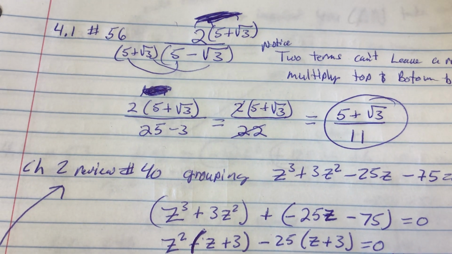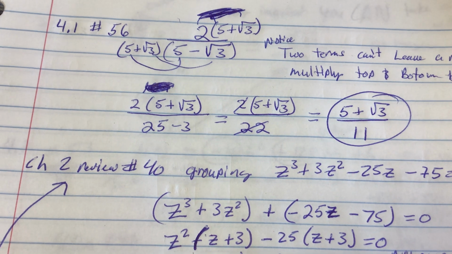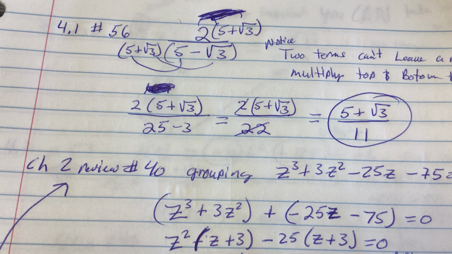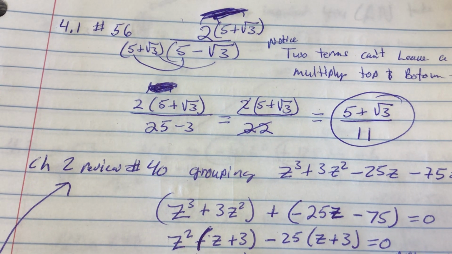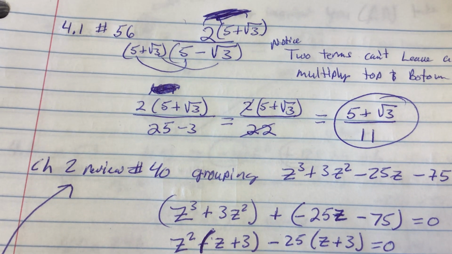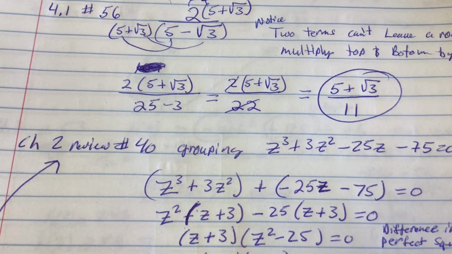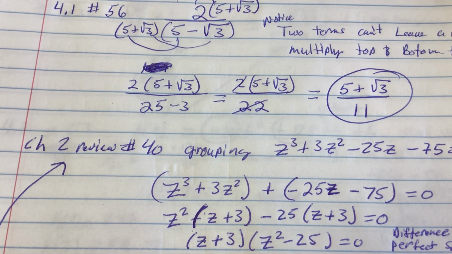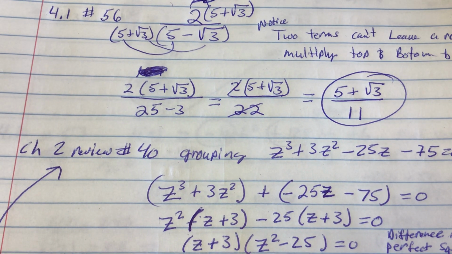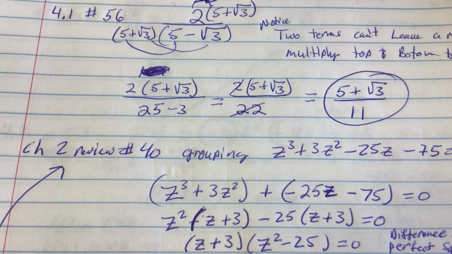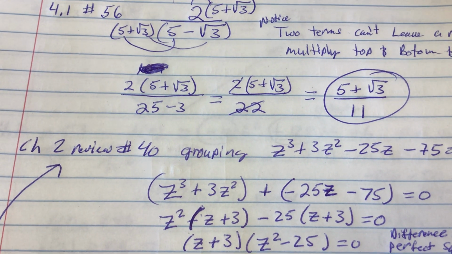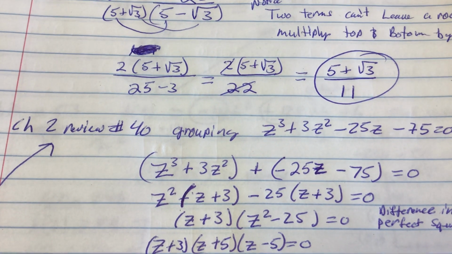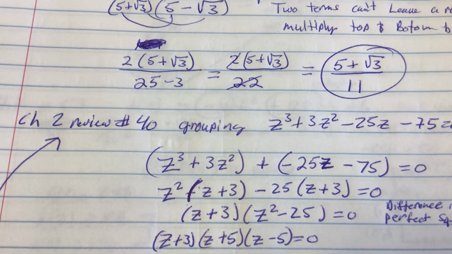So now notice between the group on the left, z squared parentheses z plus 3, and the group on the right, negative 25z parentheses z plus 3, z plus 3 is now the common factor. So I'm now going to factor out the z plus 3, dividing those out, and I end up with z squared minus 25 left. Now z squared minus 25 is a perfect square.